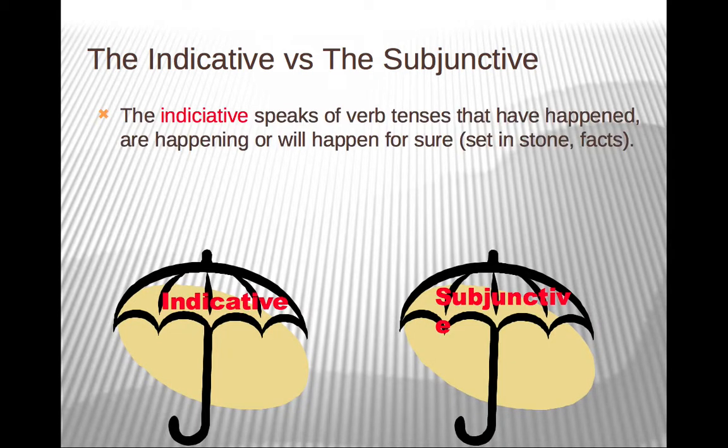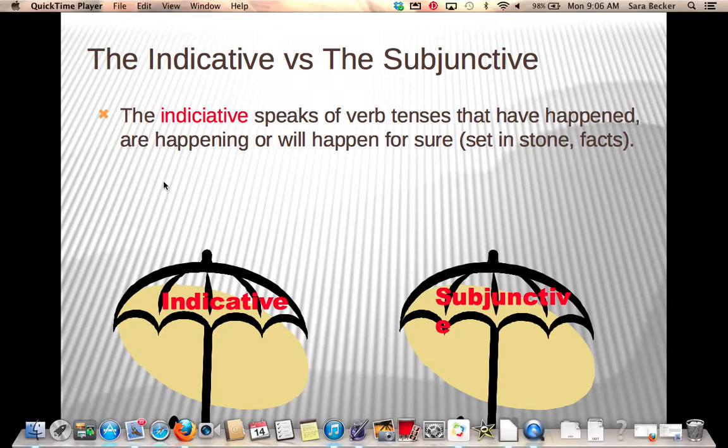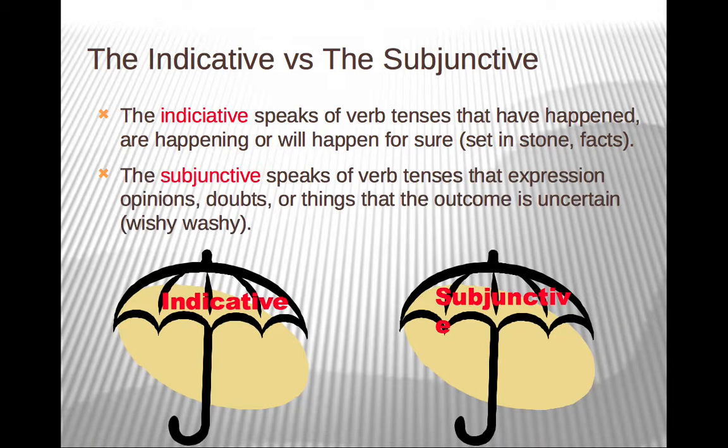Okay, the indicative talks about, hold on one second, let me make the adjustment with our recording box. Okay, the indicative talks about verb tenses that have happened, are happening, or will happen. These are all things that are facts, set in stone. The subjunctive deals with emotions, opinions, doubts, and basically anything where we're not really sure of the outcome.